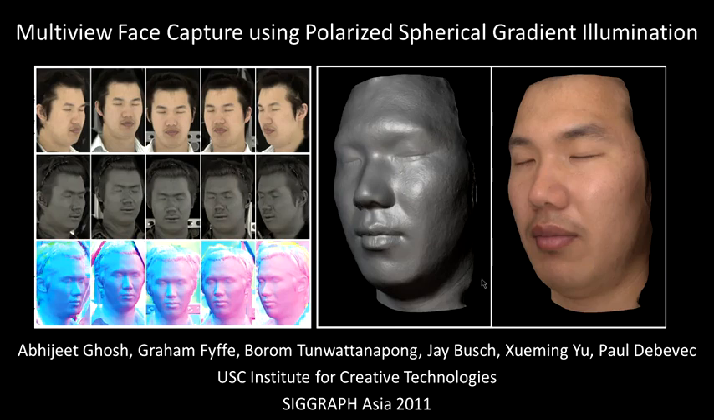At SIGGRAPH Asia 2011, we figured out a different way to do the polarization to get multi-view capture to work reliably. Here we were just using 5 cameras, and by the time of Digital Ira we were using 6 to get this.